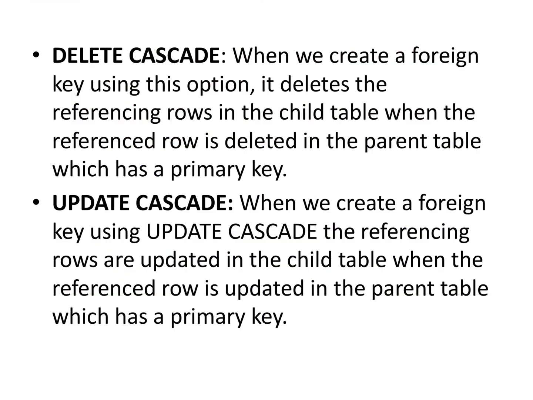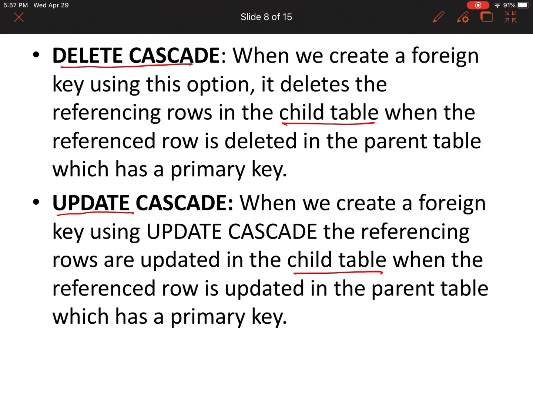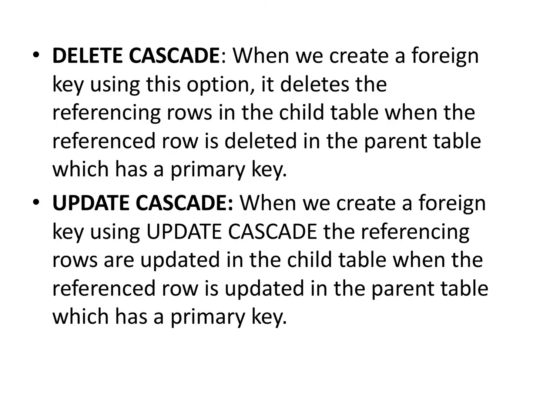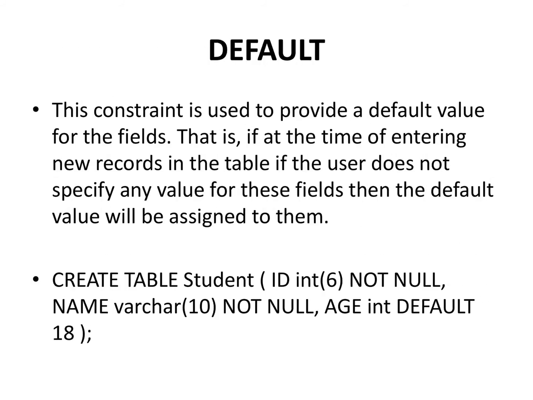So this is what I have tried to explain here. Delete cascade means when it is deleted, automatically the changes will be reflected in the child table. The moment the parent table is updated, automatically it will be updated in the child table. So this is the meaning of these two. These two constraints I'll also show you how to write, but as of now you just keep it pending, or maybe I can show you now.